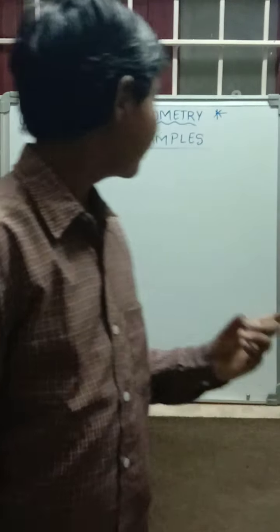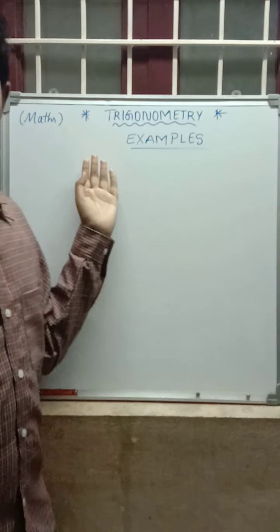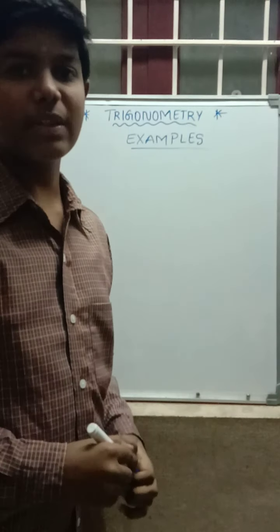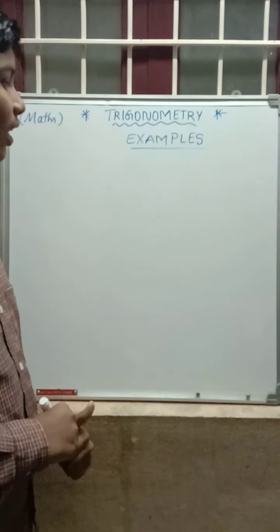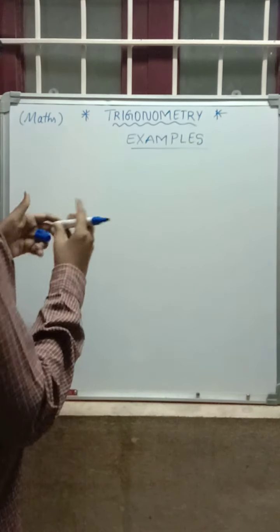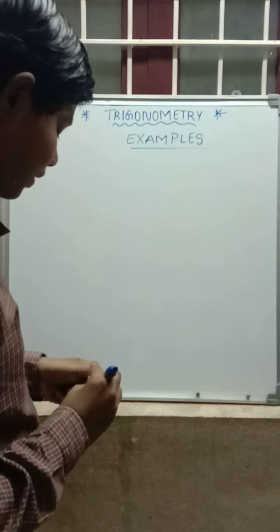Everybody, now I am going to show examples. In the previous video, we have seen the trigonometric values, some specific values for the angles. For that, we'll see examples: what is the value for the given problem? Those examples we'll see now.